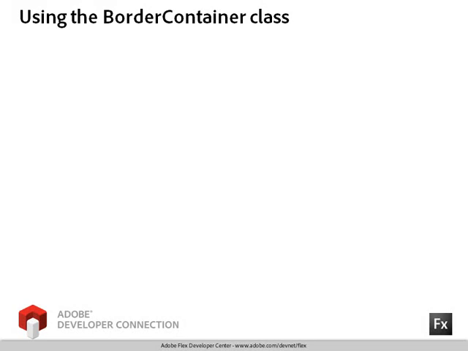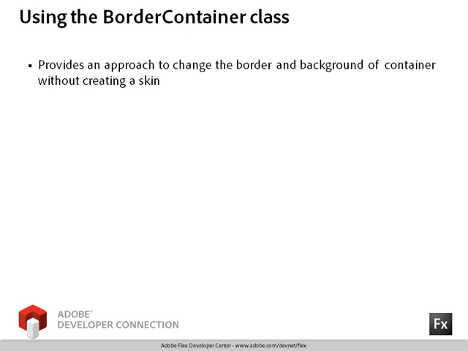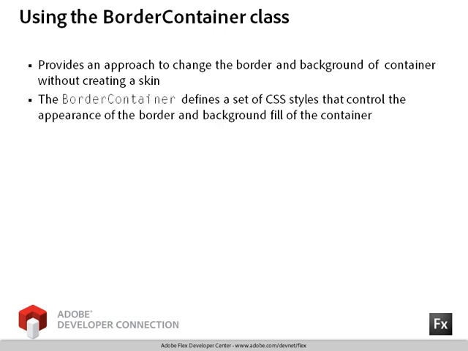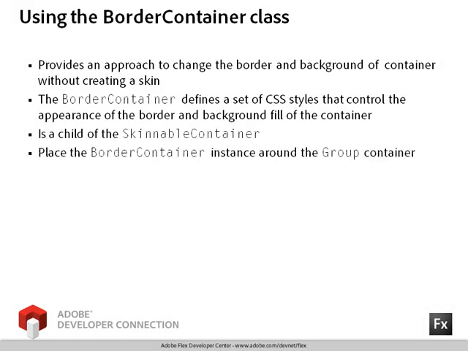In the earlier video about Spark and MX components, I emphasized that the Spark architecture largely separates the visual styles and skins of a component to a skin class file. However, if you have some basic styling needs, you can implement it with the border container class instead of a skin. This class defines a set of CSS styles that controls the appearance of the border and background fill for a container. The border container class is a child of the skinnable container class that you place around a group container.